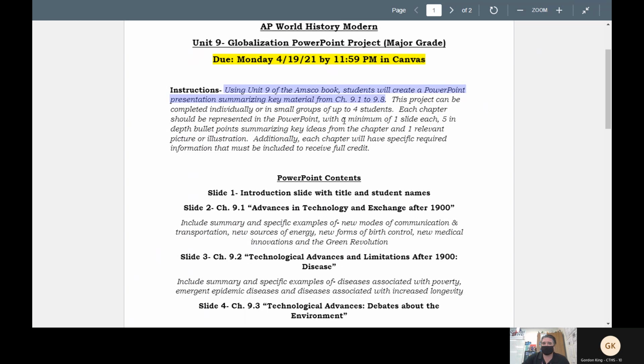The project can be completed individually or in small groups of up to 4 students. Now, let's talk about this. This can be a group project. It can be individual. That is entirely up to you. If you have a group, you can have no more than 4 kids in it. Group members do not have to be in this class. It can be from any of my classes. You will just have to communicate exactly who's doing what, on your own time.